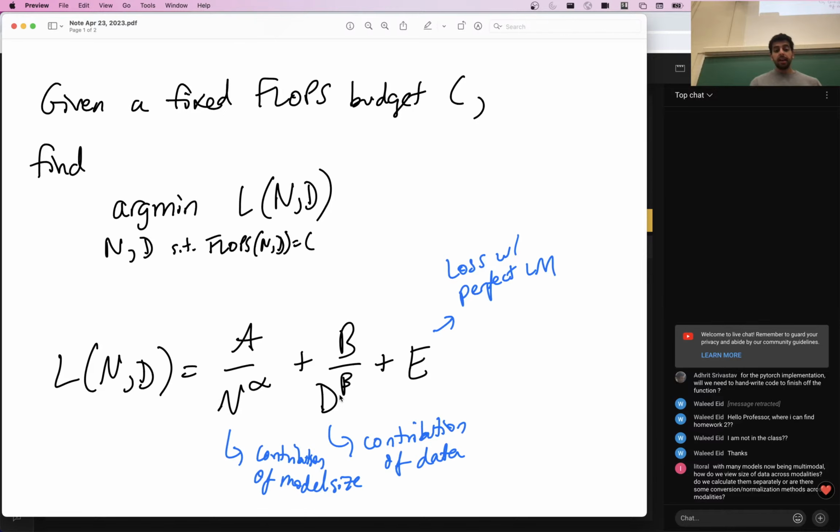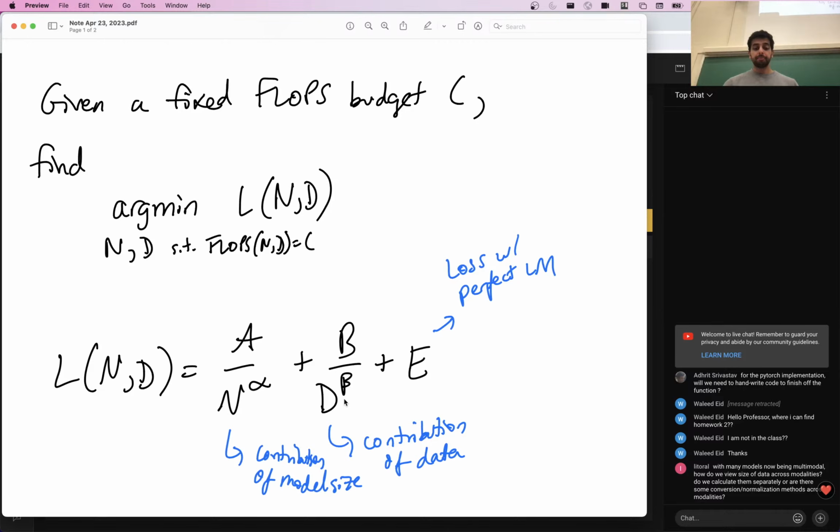I have limitations on the data set size, so I want to know how much my loss will increase if I reduce the size of my training data set. That's what the second term in the middle is referring to. What is the contribution of the data set size to the optimal loss, the minimum loss?